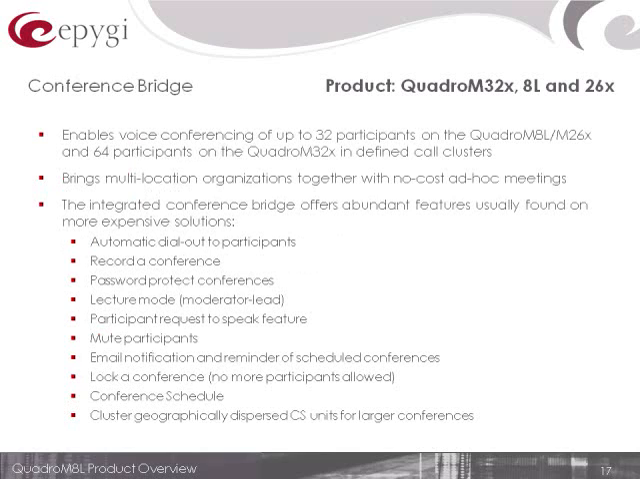Another one, for example, is conferencing. Within the 32X, 8L, 26X, you can enable an integrated conference bridge. This allows you to offer conferencing now across the company. You can bring on other customers. These can be recorded.